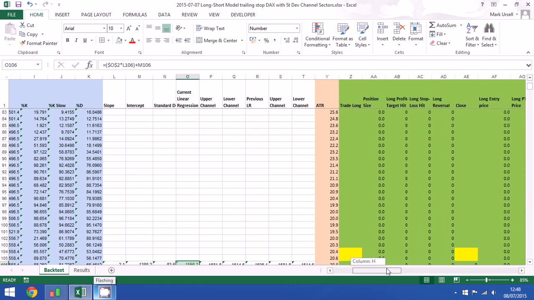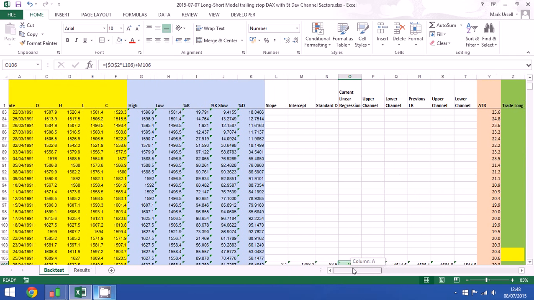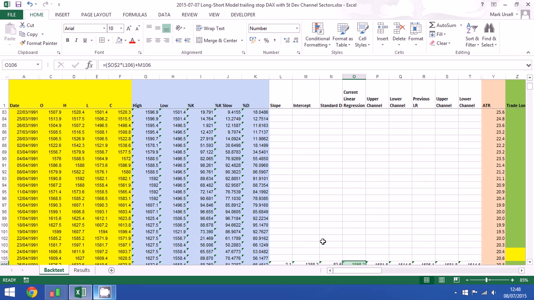I'm going to show you the results that I got using this trading strategy. Now this is a Trade Informed backtest model, and there is more information on my website if you'd like to click on the link on the screen.